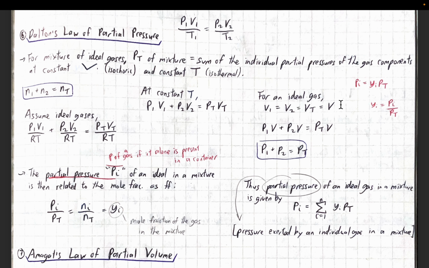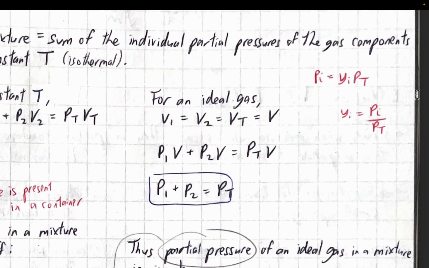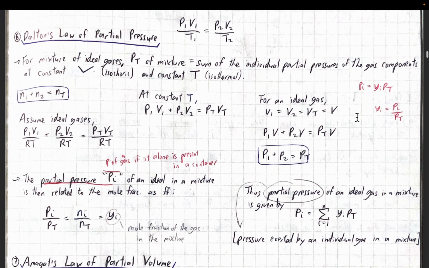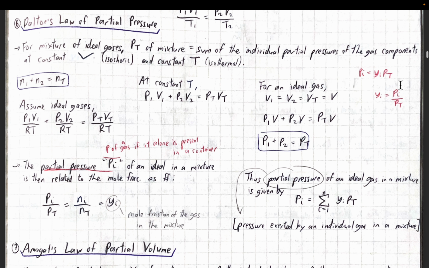And for an ideal gas, V sub 1 equals V sub 2 equals V sub T. So basically the volumes are the same, no? Just the volumes, rather. For the pressures, we add them. This one, what you see in red, is going to be useful. It's actually used in chemical engineering calculations.